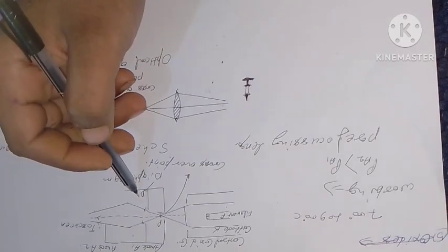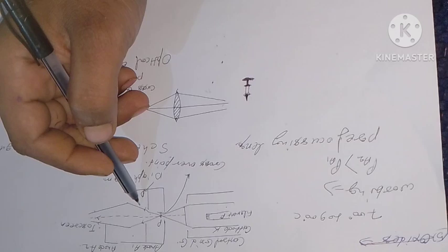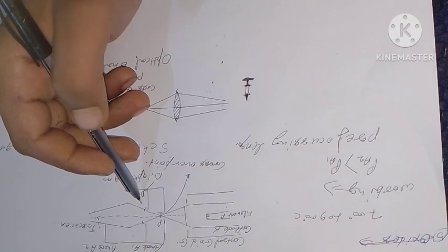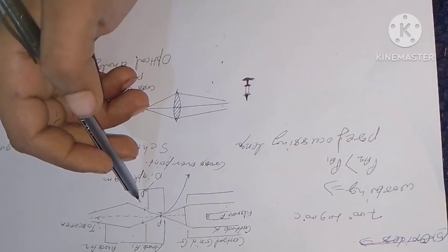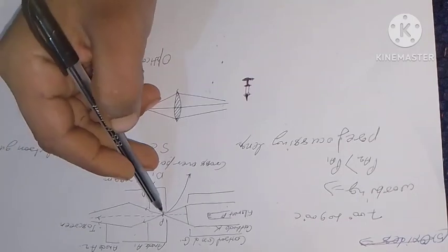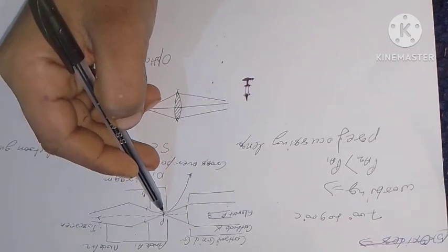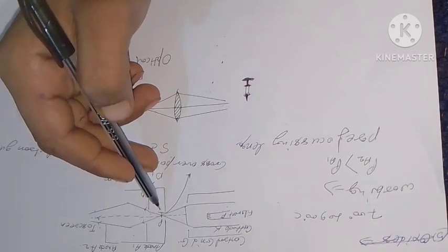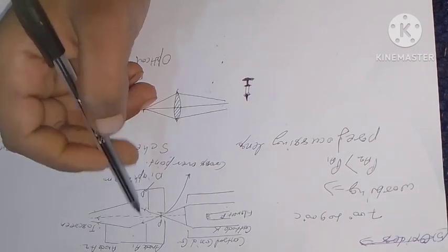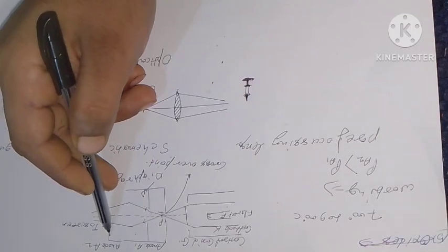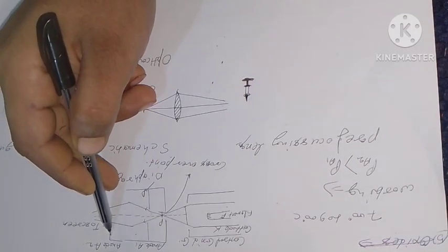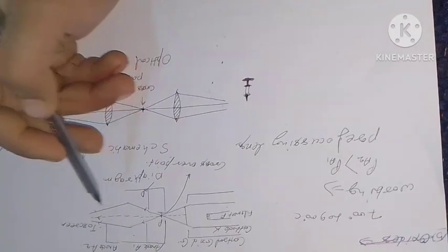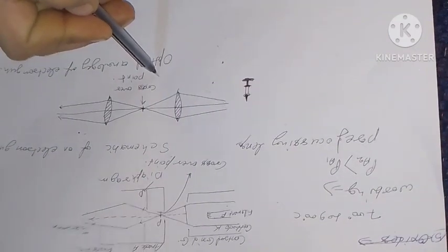The diaphragm D in anode A1 cuts off the wide-angle electrons emerging from P. The focal point of the beam is controlled by adjusting the potentials on A1 and A2. The optical analogy of the electron gun is shown here.